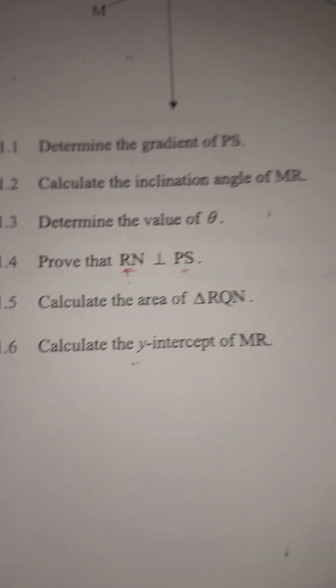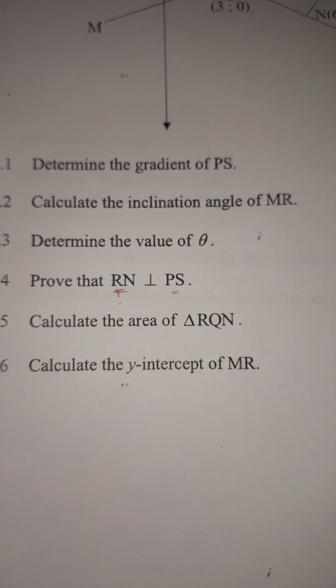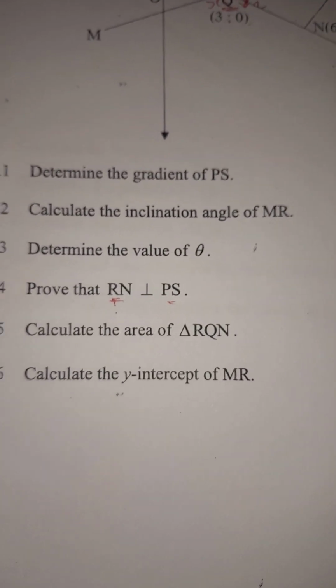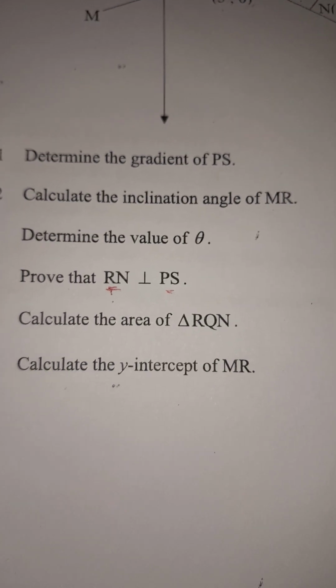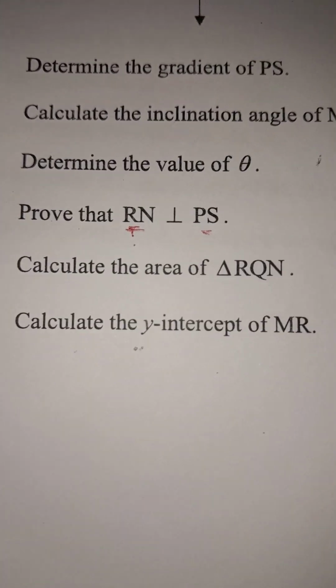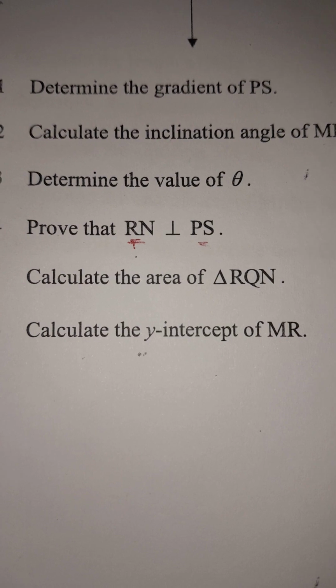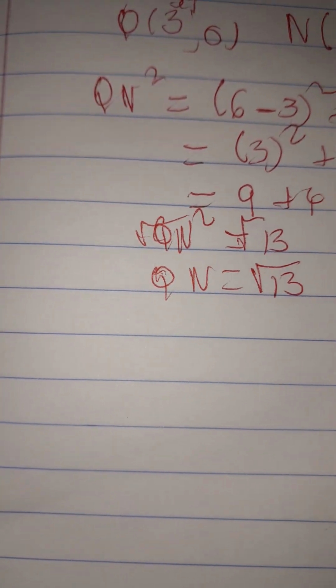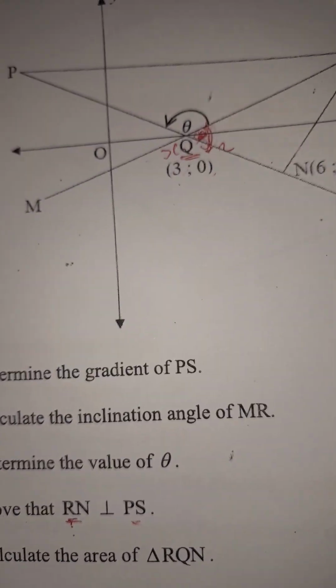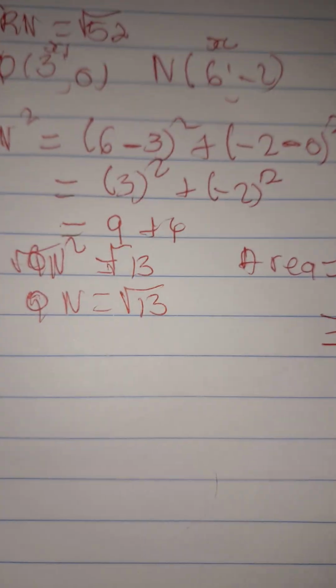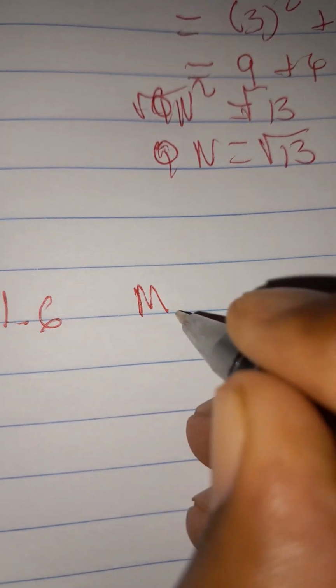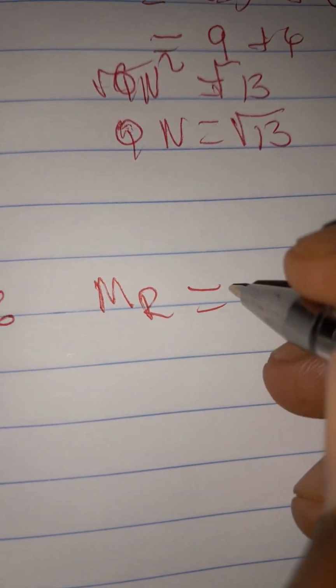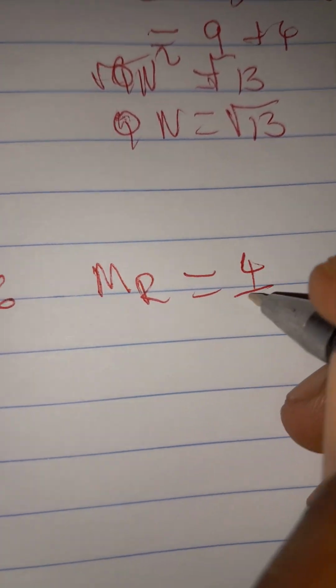Then lastly, our last question will be at 1.6. Calculate the y-intercept of MR. How do we get MR? We already know the distance. We already know the gradient. Remember that the gradient we have calculated at 1.6. The gradient of MR was given as 4 over 7.